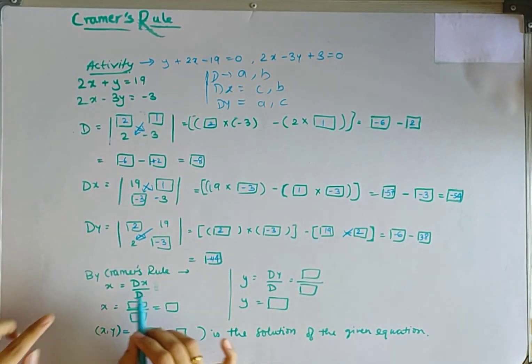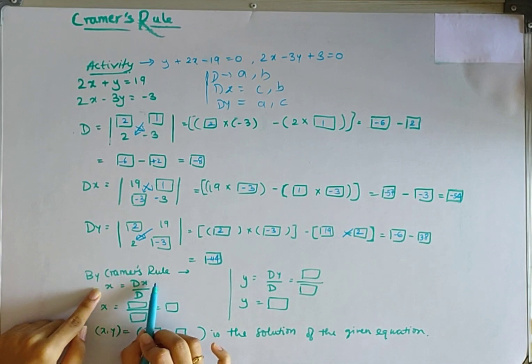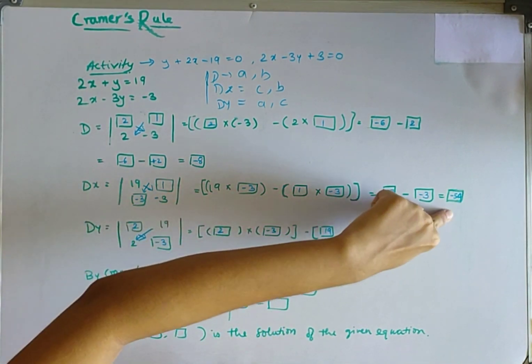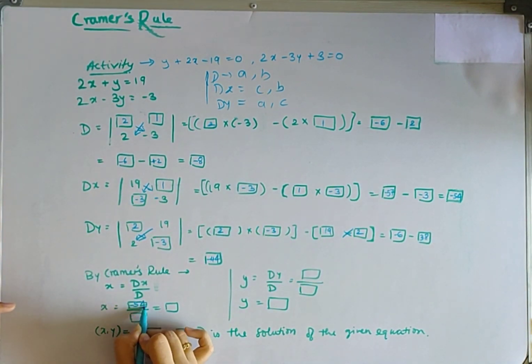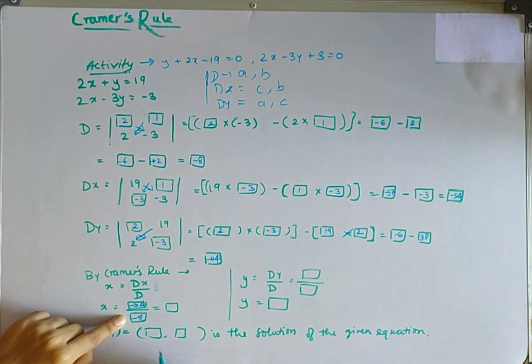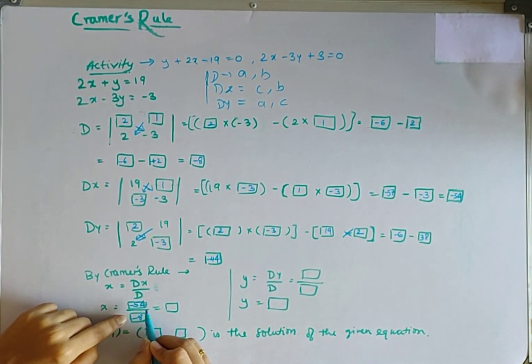Did you get that? Now, your third step. X is equal to dx by d. What is your dx first? Minus 54. Next, what is your d? Minus 8. So what will be your answer here? If I cut down, it will be 27 by 4.